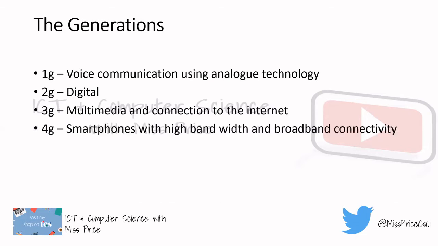Then 4G brought around smartphones. This is when everybody started to get smartphones, which are now just a normal way of life for us. Everybody has a smartphone, and it's very unusual when people don't. They allowed high bandwidth and broadband connectivity, so the internet became much faster. There were more apps that could be downloaded, and basically it's made what we have today.